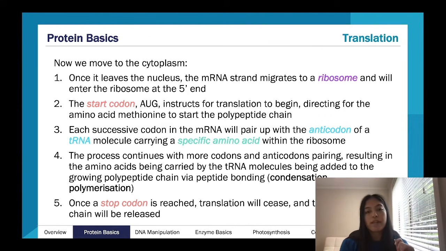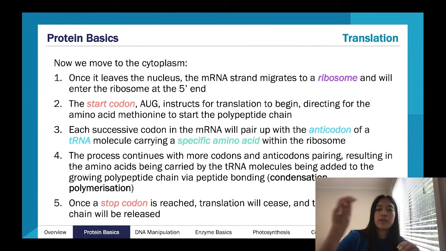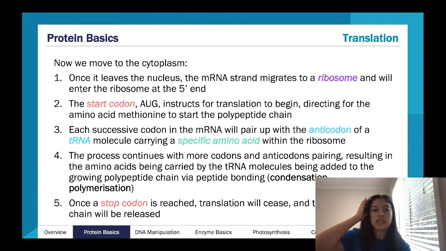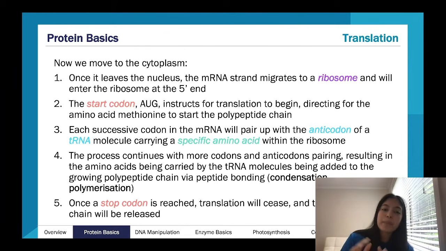So we have our start codon. tRNA will bring our little methionine, and then we'll start to attach our amino acids. It'll make more sense when I look at the diagram. But basically, we've got our AUG. We will then move on to the next codon.